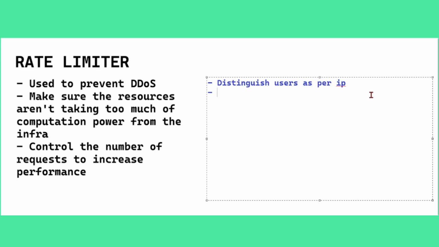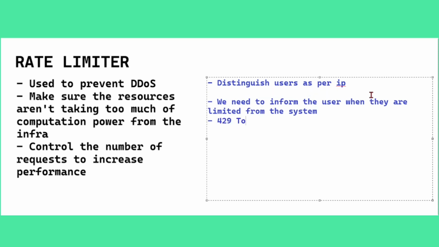Then what we need to do is inform the user when they are limited from the system. For this, the error code we can return to the user to let them know that they have been limited because of too many requests is 429, which is too many requests.